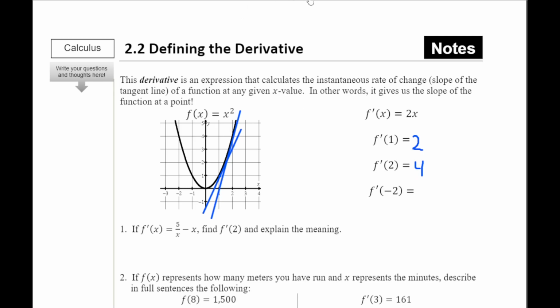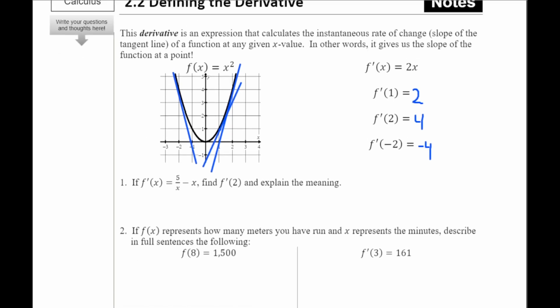So f prime of negative 2, 2 times negative 2 is negative 4. If we draw a tangent line at negative 2 right here, this would just be a slope here of approximately negative 4. So again, the derivative at a point gives you the slope of the original function at that point.